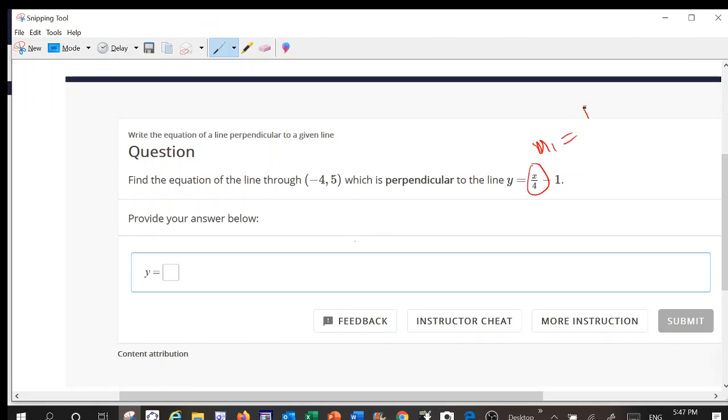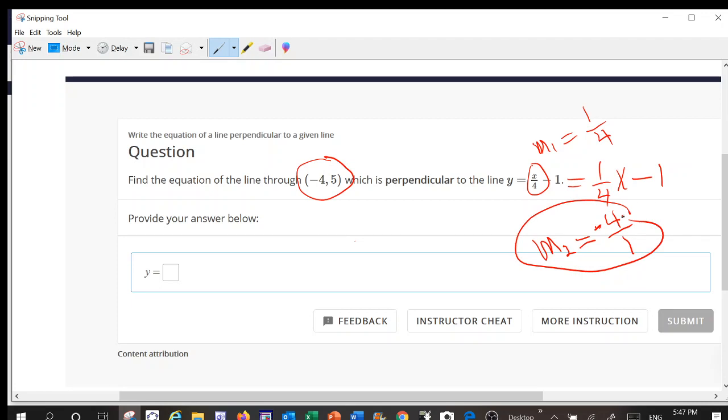Is 1/4, right? Because we can write this as 1/4 x minus 1. So M1 is 1/4, so M2 has to be the reciprocal of this and negative. So -4 is the slope that we want. So this is the point and that's the slope. We can write the equation easily.